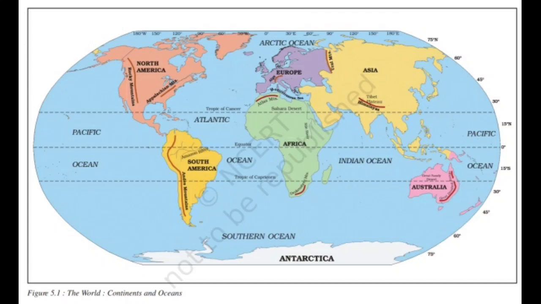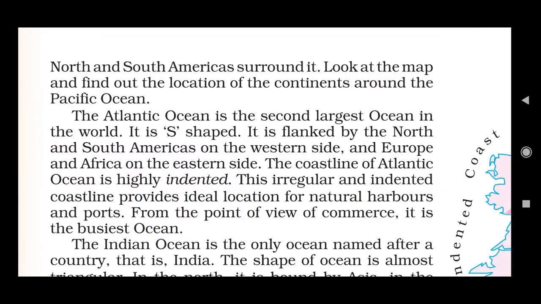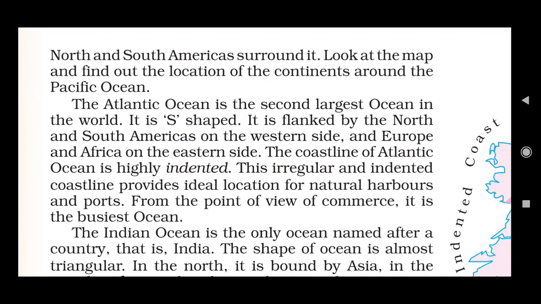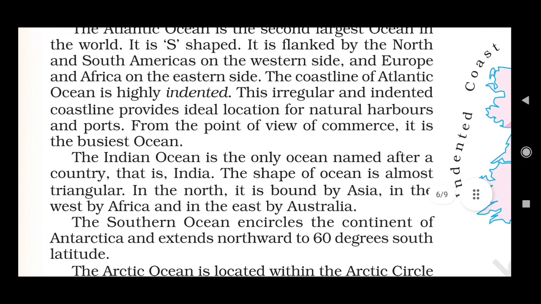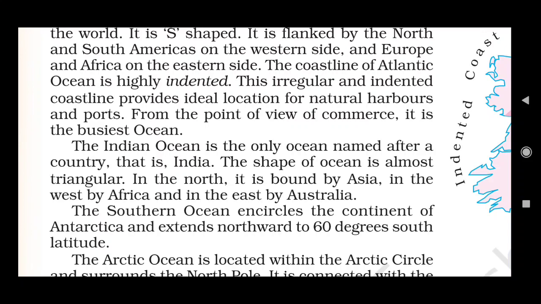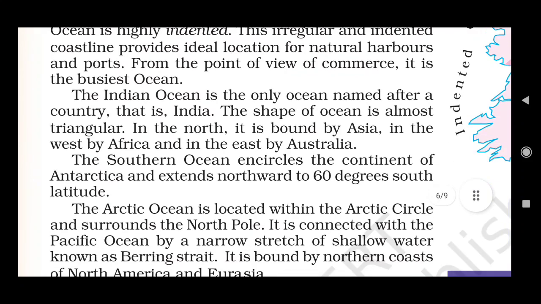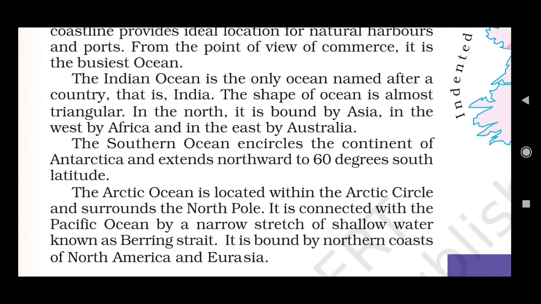The Atlantic Ocean is the second largest ocean in the world. It is S-shaped. It is flanked by North and South America on the western side and Europe and Africa on the eastern side. The coastline of the Atlantic Ocean is highly indented. The irregular and indented coastline provides ideal locations for natural harbors and ports from the point of view of commerce. It is the busiest ocean.